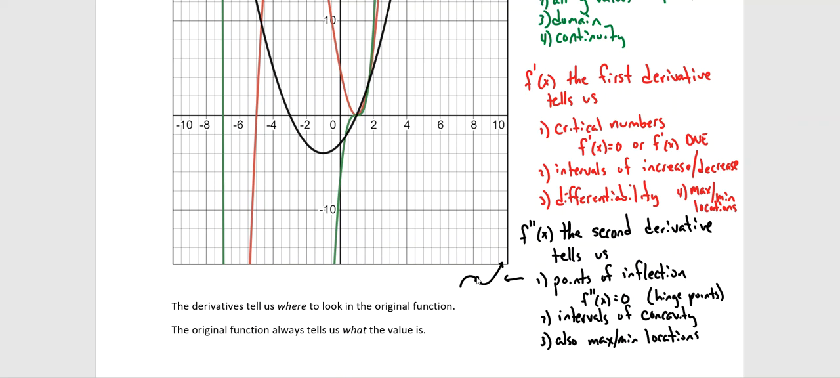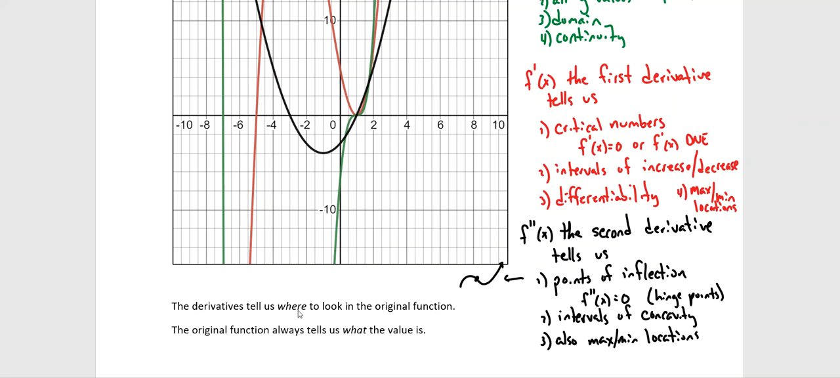It's where it changes from concave down to now we're looking at concave up, or vice versa. It could go concave up to concave down, right? Just a hinge point. It tells us the intervals of concavity. It'll tell us all of the x values where the function is concave down. It'll tell us all the x values where the function is concave up. But it'll also help us with the maximum and minimum locations, so we can find those using first or second derivative. The most important thing to do is keep in mind that the derivatives tell us where to look.